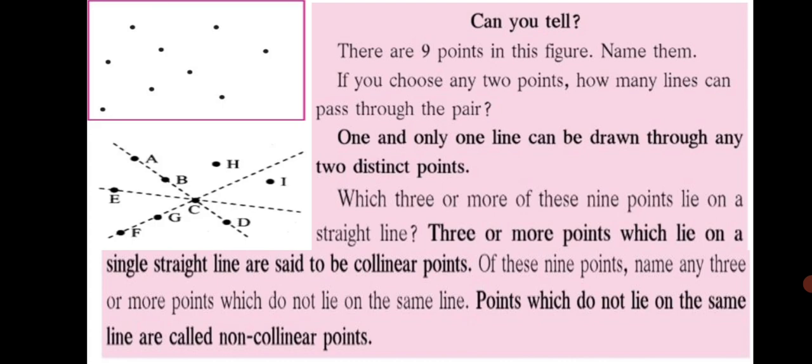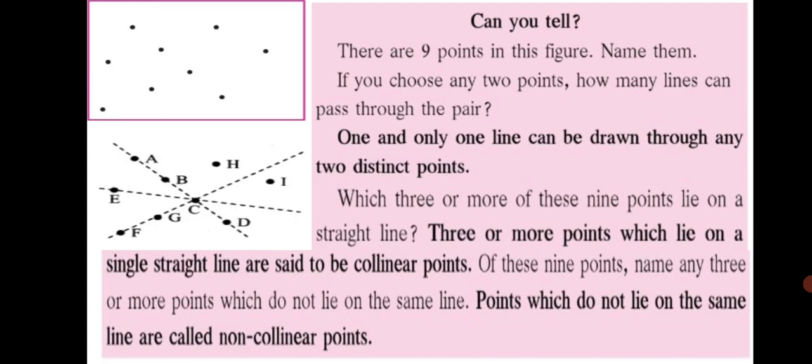Of these 9 points, name any 3 or more points which do not lie in the same plane. Point E, point H, point I do not lie on the same line. So points which do not lie on the same line are called non-collinear points. You can see many points which do not lie in a straight line: E, A, I, F, B, D. So like this, points which do not lie in a straight line or on the same line are non-collinear.